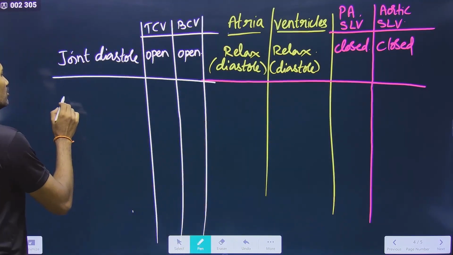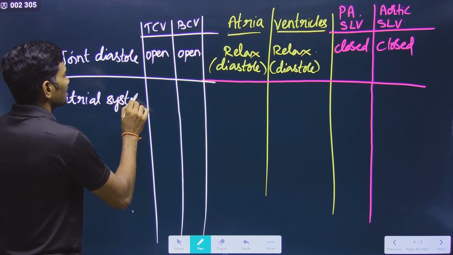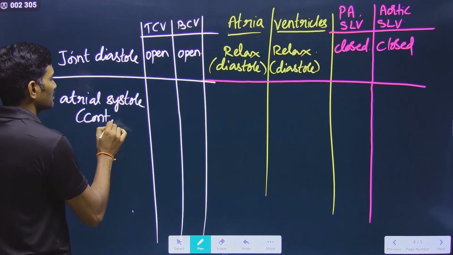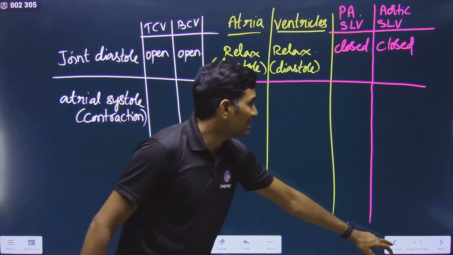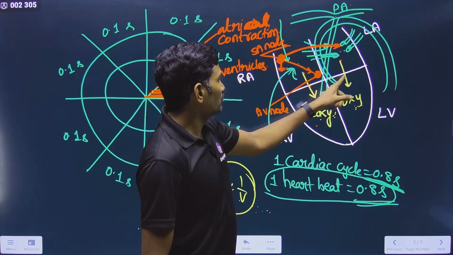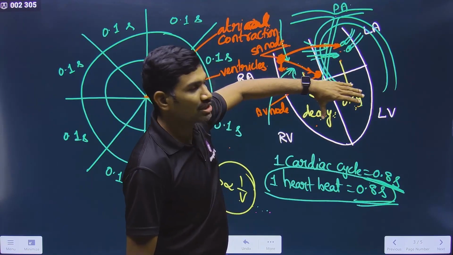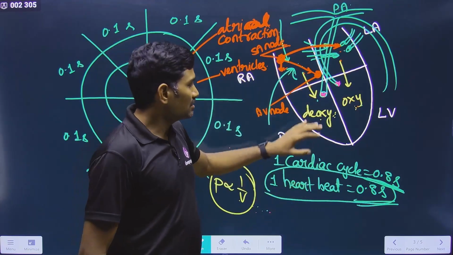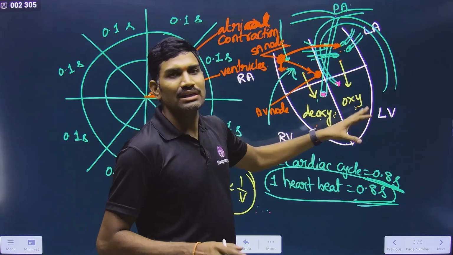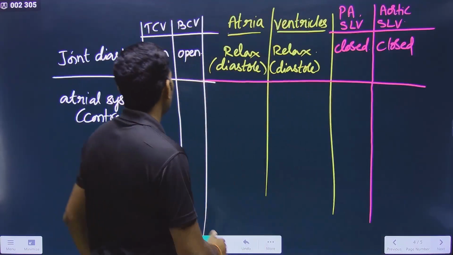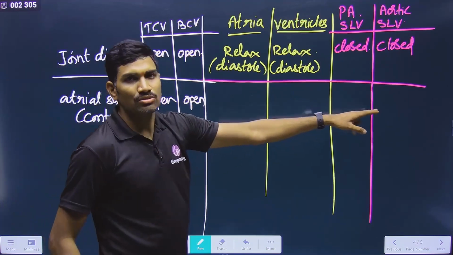And now we are talking about atrial systole. Atrial systole means atrial contraction. Systole is the contraction. What happens because of this atrial contraction? These two valves are open. That's why blood from the corresponding atria will come into corresponding ventricles. That means further filling of ventricles is taking place. So here also these are open. What about these two? They are closed.